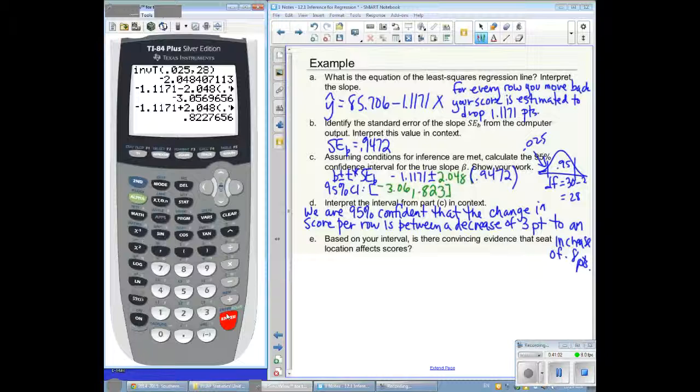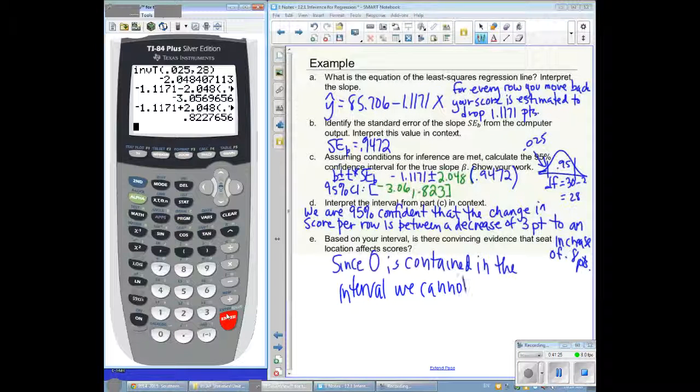So part E, we can take it one step further. Based on our interval, is there convincing evidence that seat location affects the scores? And here we would say since 0 is contained in the interval, we cannot conclude that there's a change in scores based on seating location.